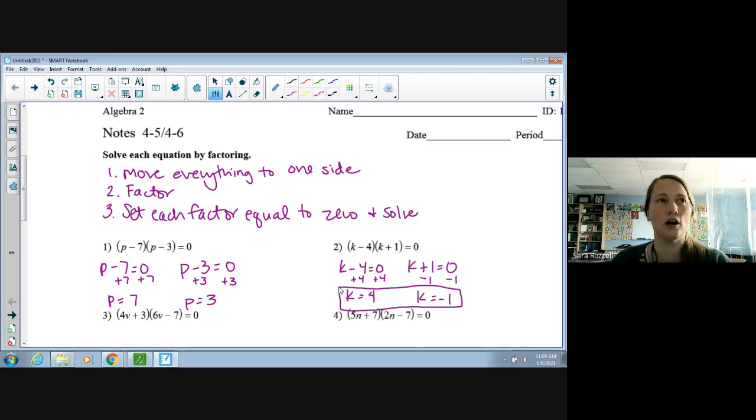All right, so those are ones that are already factored for you. They're already set up on the right side. Same thing on 3 and 4, but sometimes you have two steps in your equations, and I wanted you to be aware of how to do that.